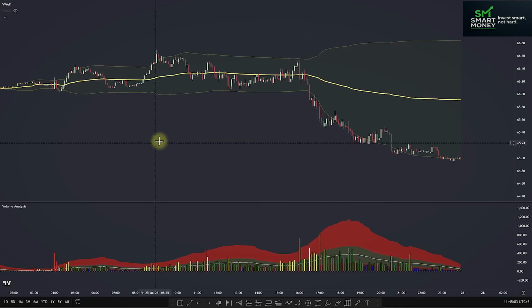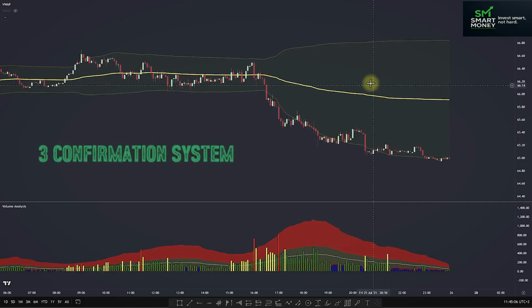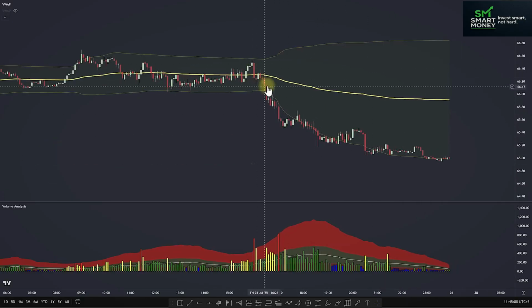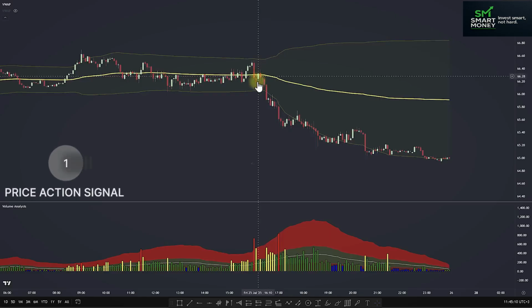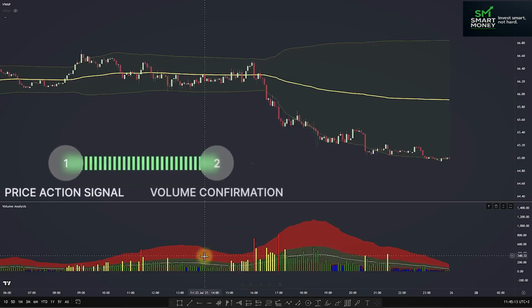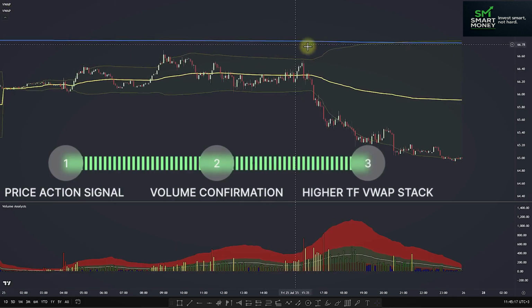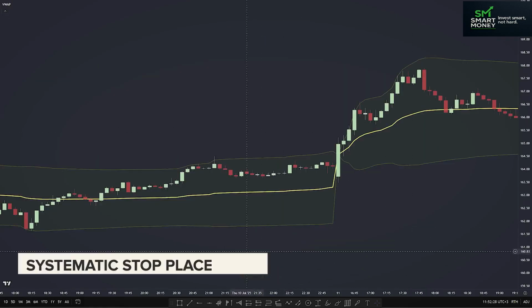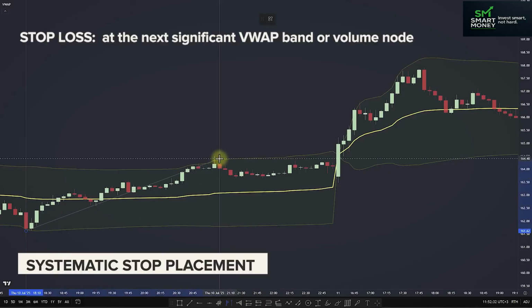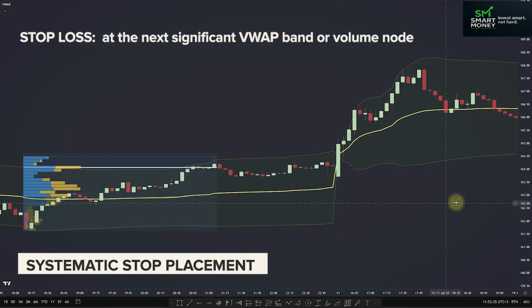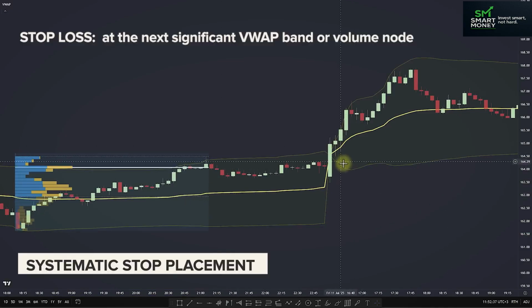Here's how it works. For entries, you need 3 confirmations. First, price action signal at VWAP. Second, volume confirmation of institutional activity. Third, directional bias from higher time frame VWAP-Stack. Stop loss placement uses VWAP bands and volume profiles. Your stop goes at the next significant VWAP band or volume node. This ensures you're stopped out only when institutional opinion changes.